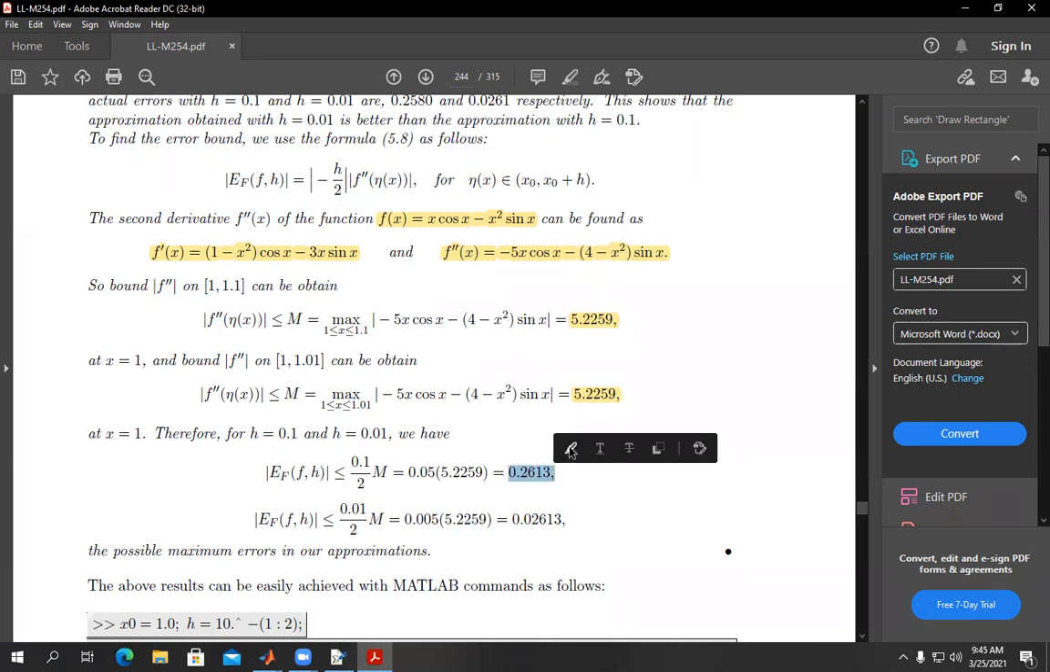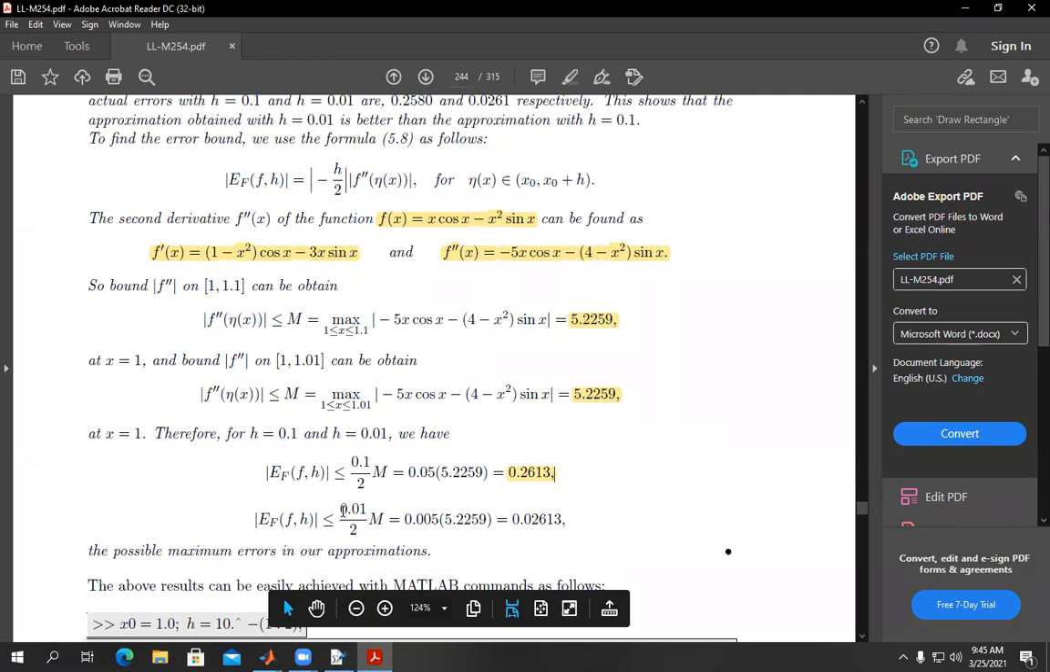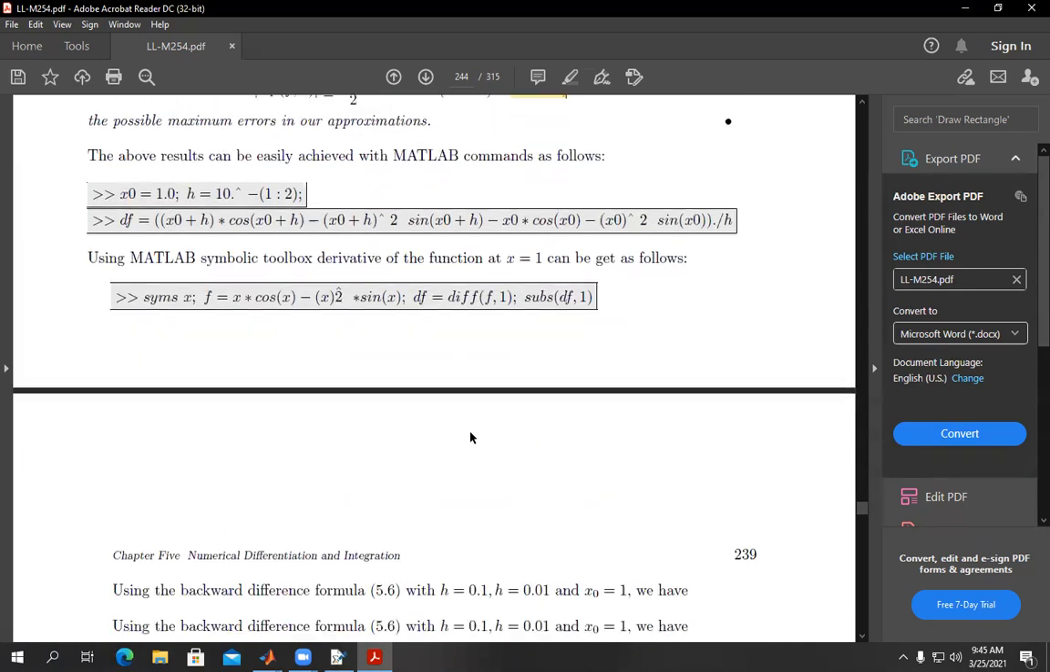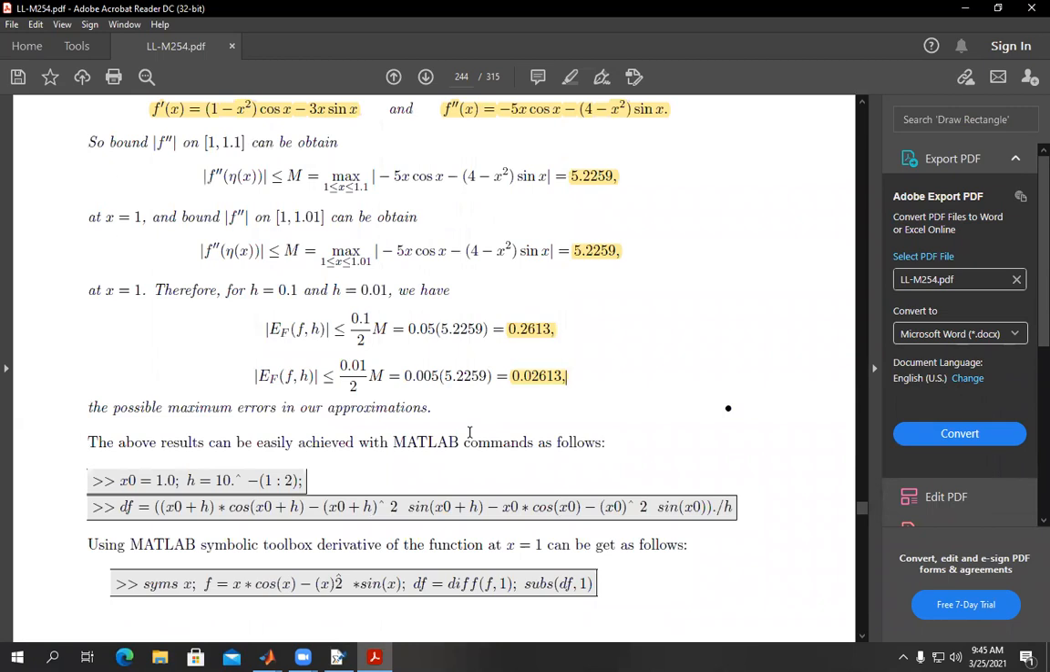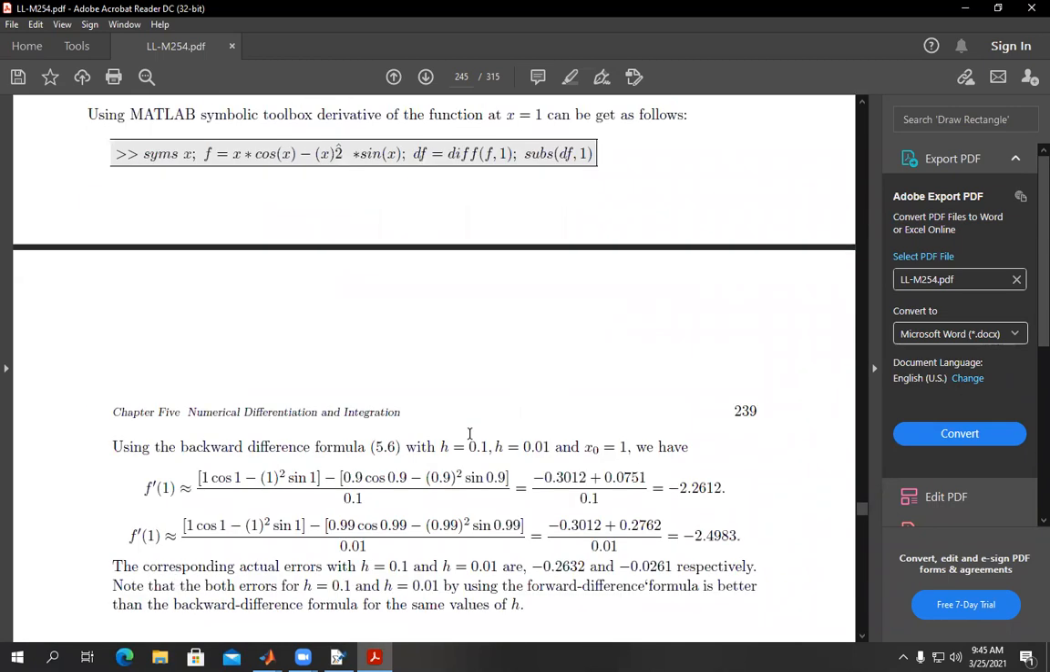Here you have a big error. Why is the error big? Because your h is 0.1. And in the second case h becomes 0.01, and M is the same value, but your answer shows this error is better than the first one. This is how we can do the 2-point formula with the help of this example.